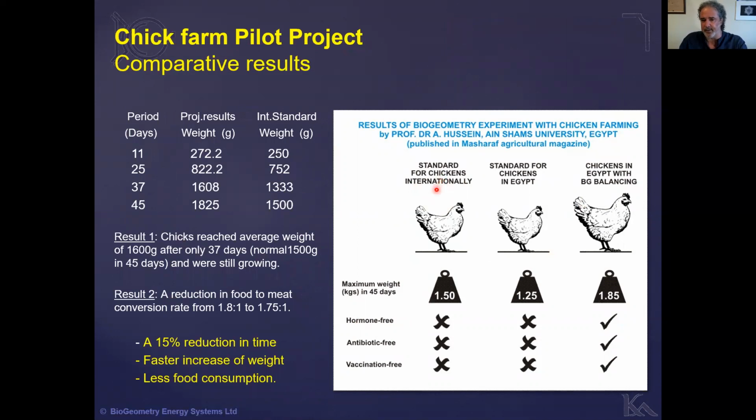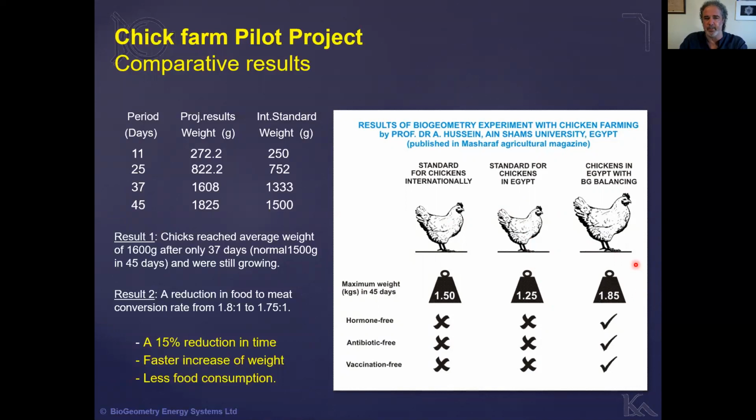Now, the standard of growth for chickens internationally, so I am told, is that in 45 days, the maximum weight reached is usually 1.5 kilos. In Egypt, apparently, it's less, possibly because of the humidity, the temperature, whatever. But normally, chickens in 45 days reach a maximum weight of 1.25 kilos. Well, these chickens, which were in Egypt, in 45 days, actually reached a whopping 1.85 kilos. Super chicken.